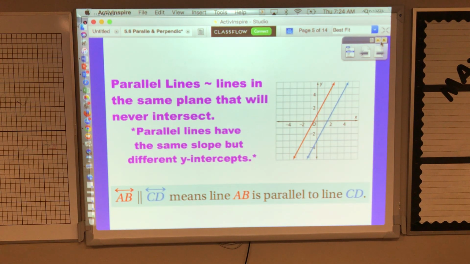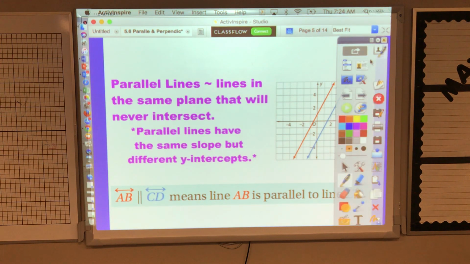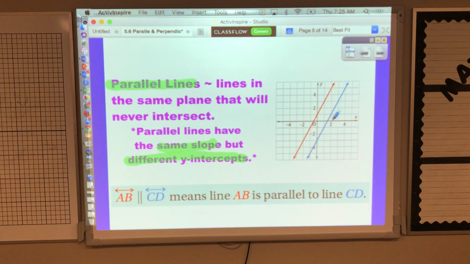So parallel lines are lines in the same plane. In the plane, we're talking about the same space, right? That will never intersect. The thing you need to remember about parallel lines is they have the same slope, but different y-intercepts. Down here at the bottom is your symbol for parallel lines. Line AB, this red line, is parallel, shown by these railroad tracks, to line CD. So anytime you see that symbol with what looks kind of like railroad tracks, it means parallel.